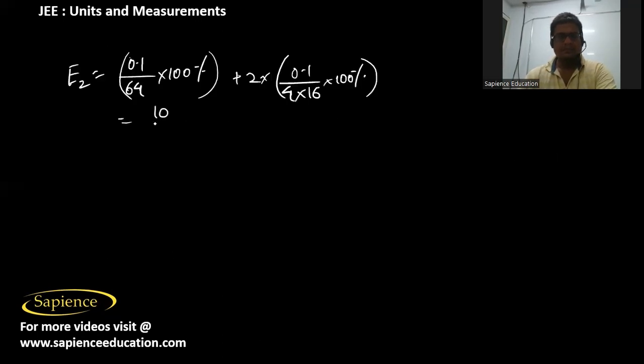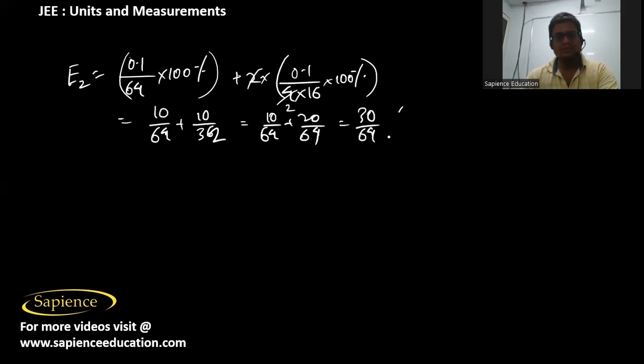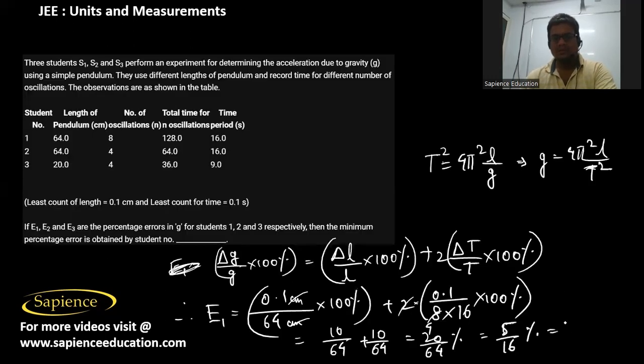So this will be equal to 10 by 64 plus this is 2, 2 twos are 4. So it is 10 by 32. Or we can say 10 by 64 plus 20 by 64. So that is 30 by 64%. So that will be 15 by 32%. And this we can say it is also 10 by 32%.